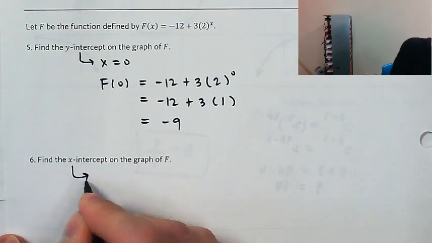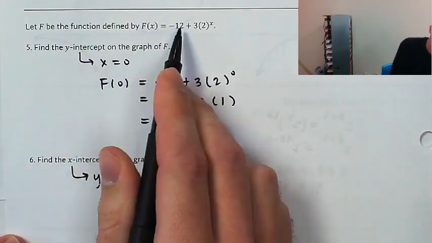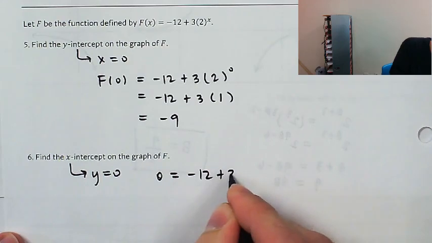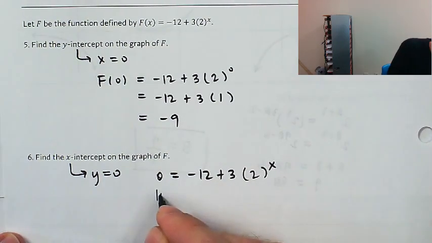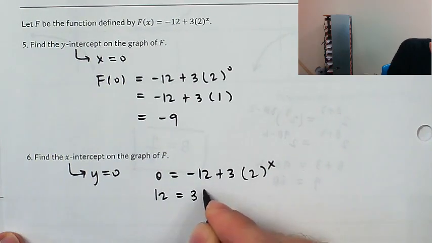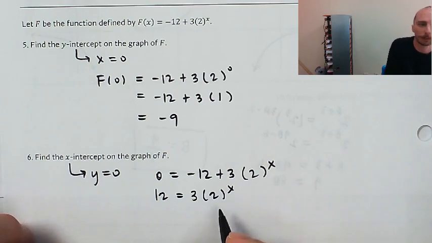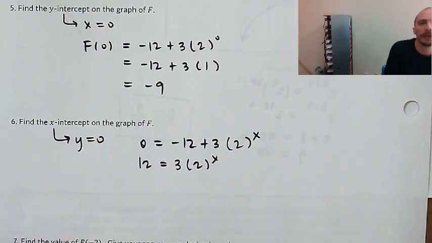The x-intercept, that's the point where y is equal to 0. So I'm going to set f equal to 0. So 0 equals negative 12 plus 3 times 2 to the x. I'm going to add the 12. I'm going to divide by 3 because I'm trying to access this exponential. We haven't really solved these types of equations yet, but the idea is, isolate the thing with an x and then just look at it and solve.